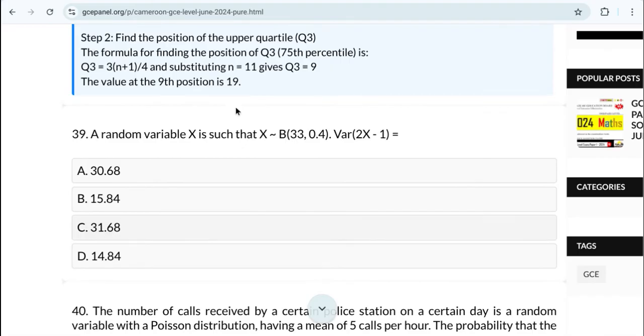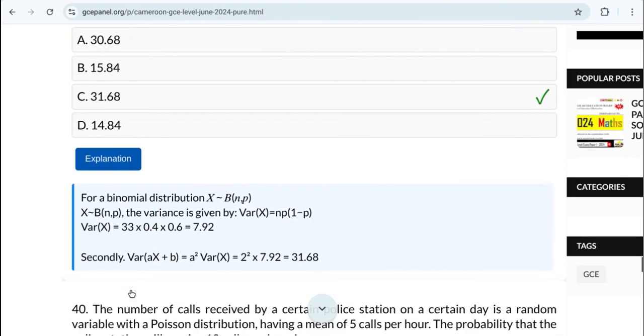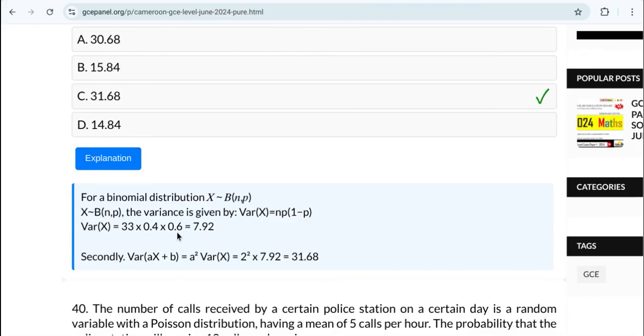So this is a binomial. To find the variance of 2x minus 1, first of all, we need the variance of x. How do we get the variance of a binomial? The variance is given by npq, right? Where q is 1 minus p. So that's going to give us 33 times 0.4 times 0.6.